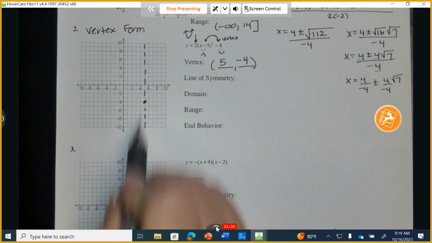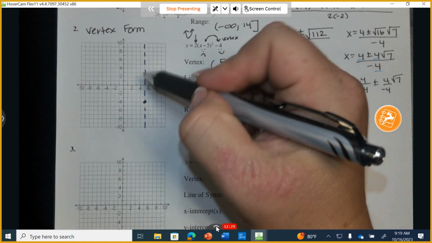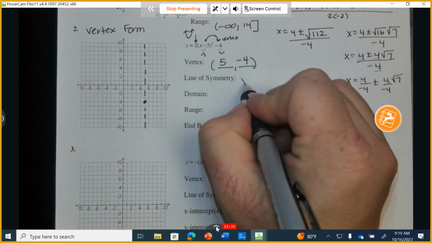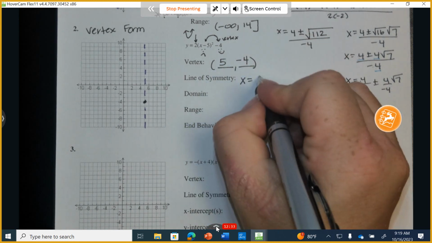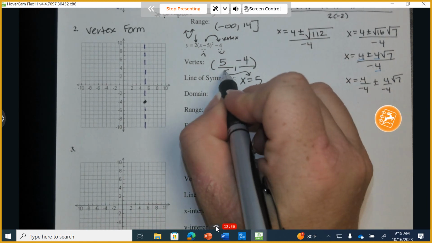Okay, this is my line of symmetry, known as the axis of symmetry. It cuts through the x-axis at a value of 5. These numbers will always be the same.